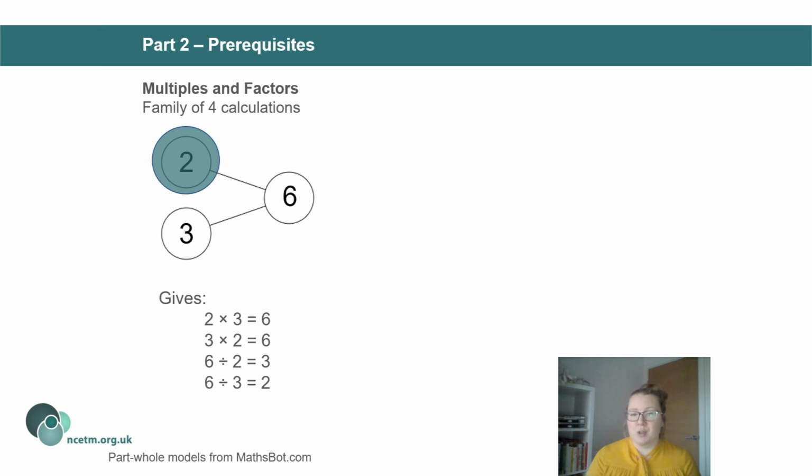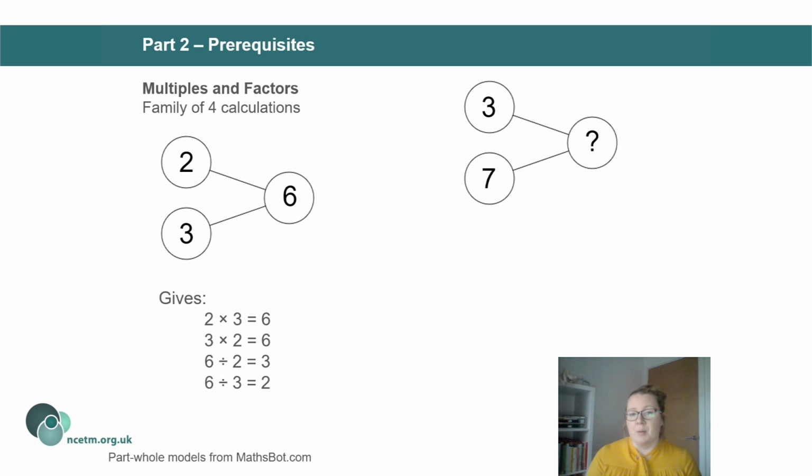I can move student understanding on with this by omitting different parts of this part whole model. For example, I could start by just omitting the product, or I could omit one of the factors and ask students to create the family of 4 and improve their fluency in these calculations.